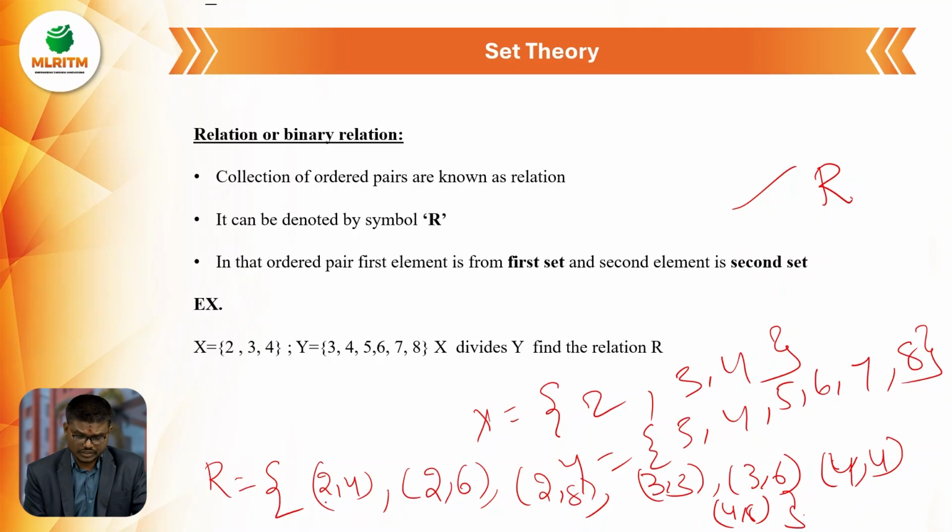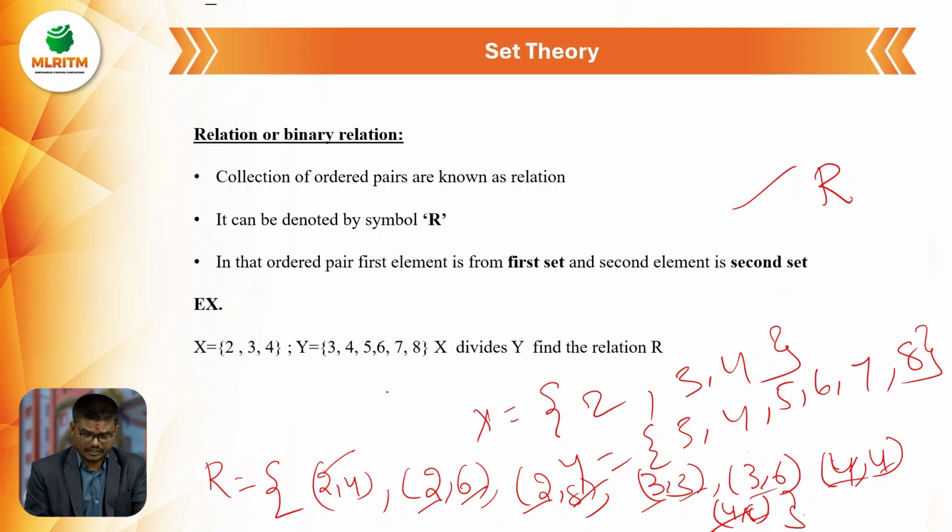So 4 is divisible by 2, 6 is divisible by 2 and 8 is divisible by 2. 3 is divisible by 3, 6 is divisible by 3, 4 is divisible by 4, 8 is divisible by 4. This is the relation for the given two sets.